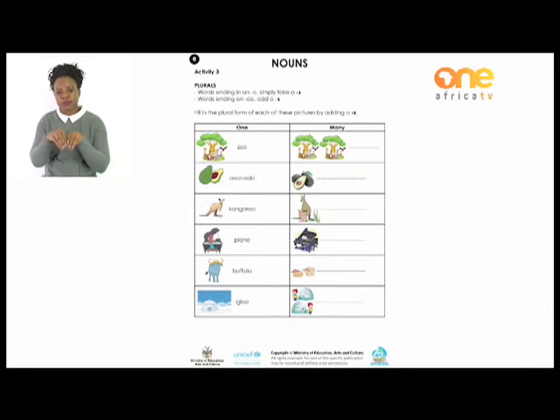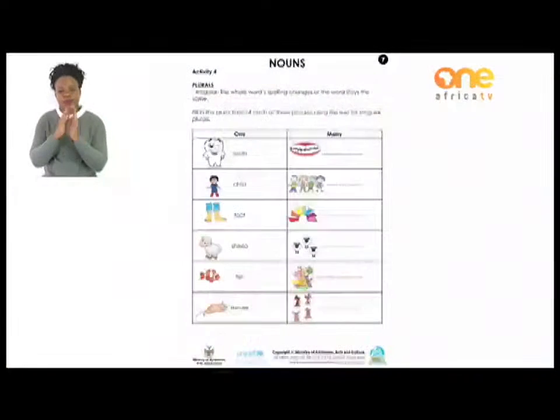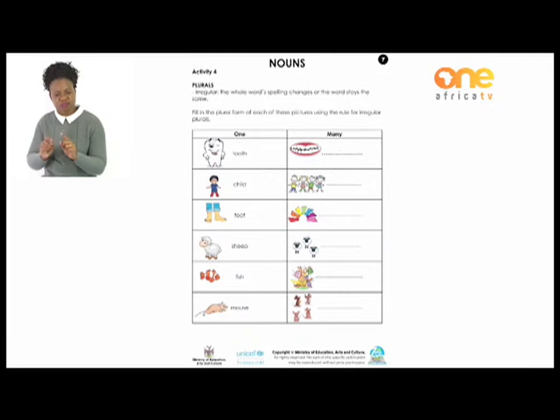Let's continue to page 7. Activity 4. Irregular nouns. Remember, the rule says the word or the noun may remain the same or change completely. The whole word spelling changes or the word stays the same. So, fill in the plural form of each of these pictures using the rule for irregular plurals. It is important also that we refer if you have forgotten.